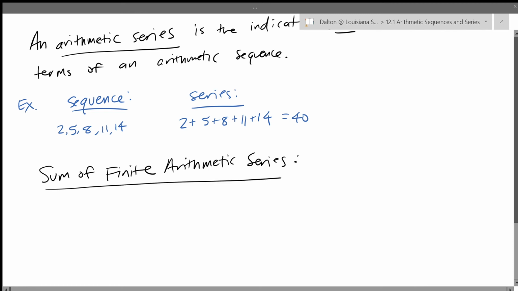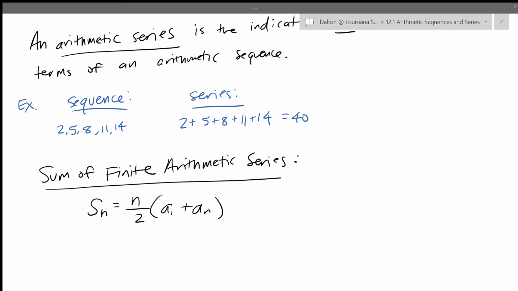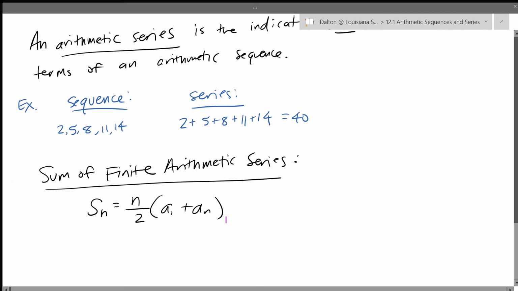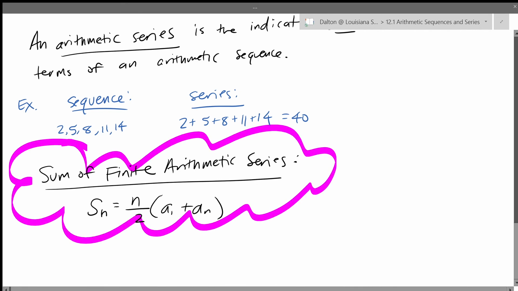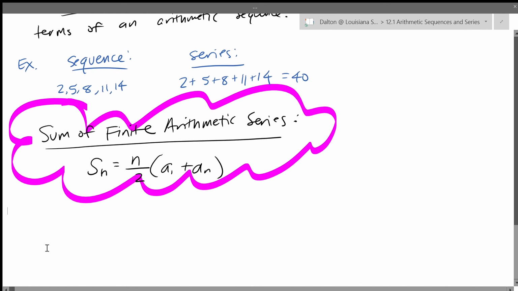In order to find the sum, you use the formula S sub n, so S standing for sum, is equal to n divided by 2 times a sub 1 plus a sub n. This is the other big takeaway from today. The sum of a finite arithmetic series is denoted by this equation.